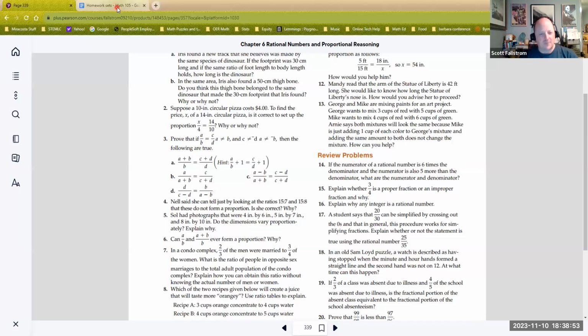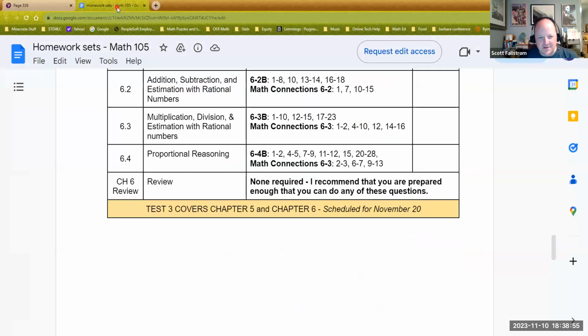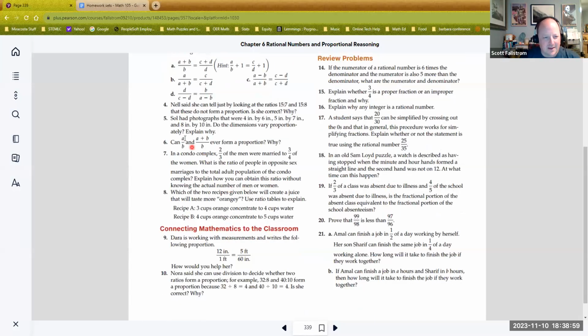Okay, 2 to 3, what else was it? 6 to 7. Can A over B and A plus B over B ever form a proportion? Interesting. If it asks whether they ever can, try to make them form a proportion. Put an equal sign between them and see what happens when you multiply. You might be able to say, hey, that is true as long as blank. Or you might have to say, I tried and it failed because of this.